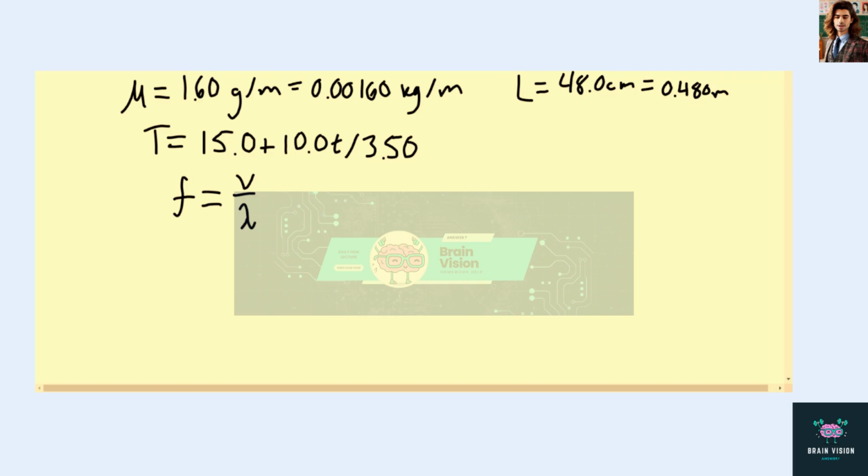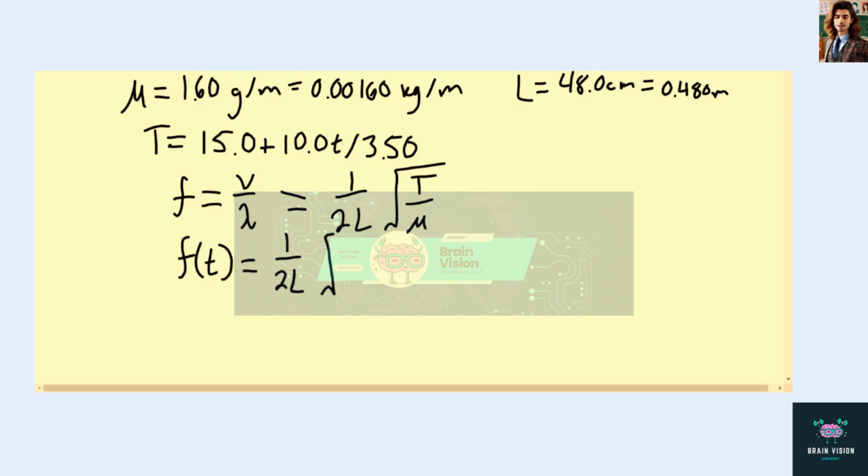And so the wavelength is going to be twice the length of the string, and because the string is put under tension and we're given the mu value, its velocity is just going to be equal to the square root of T over mu. So f is going to be equal to 1 over 2L times the square root of T divided by mu. Well, now we can substitute the equation that we have for T in to get a function of f over time.